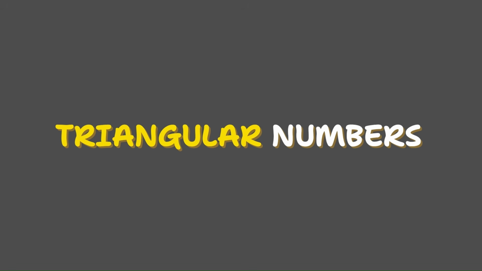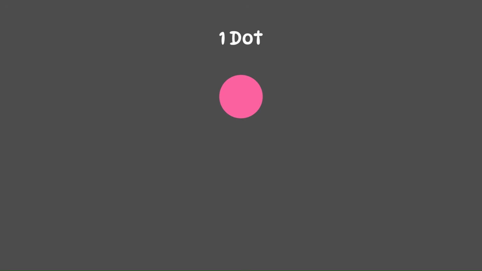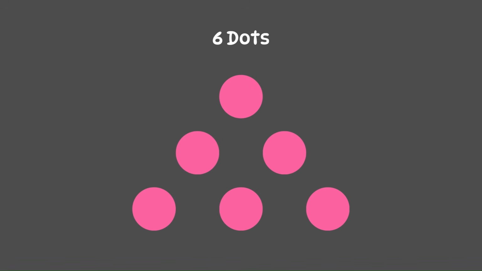Hello, let me show you something interesting. If I arrange dots like this, one dot on the top, then two dots below, and then three dots below that, what shape do you see? Yes, this looks like a triangle.